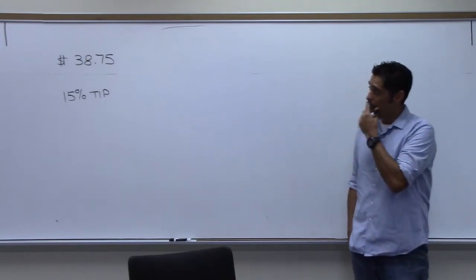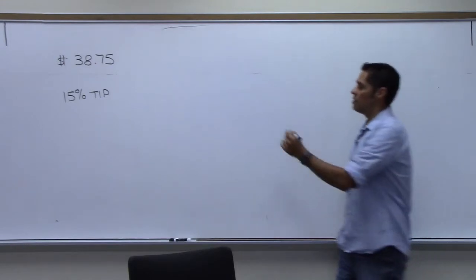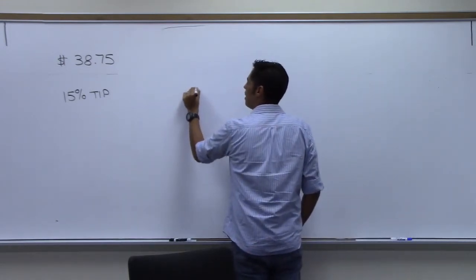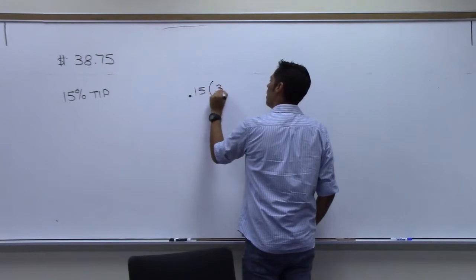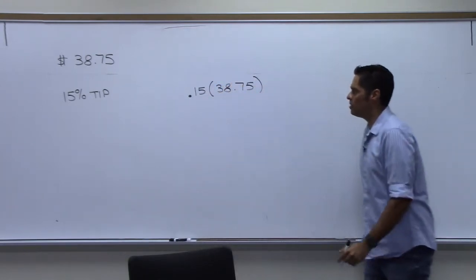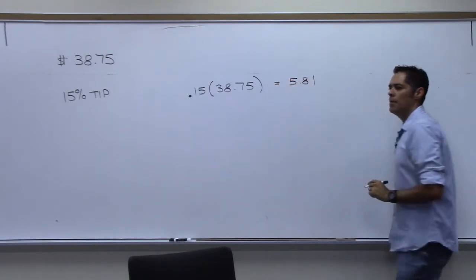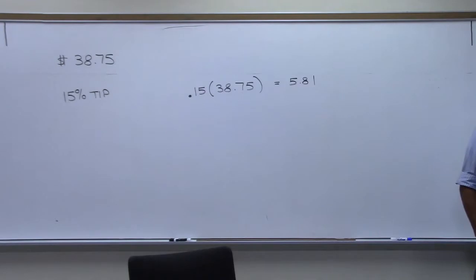So how much will the tip be? The tip is $5.81. Okay, so you're getting that by taking 15%, 0.15, right? And you're multiplying it by 38.75. And what does that come out to be? $5.81. And that's how much you need to add on top of the amount, right?